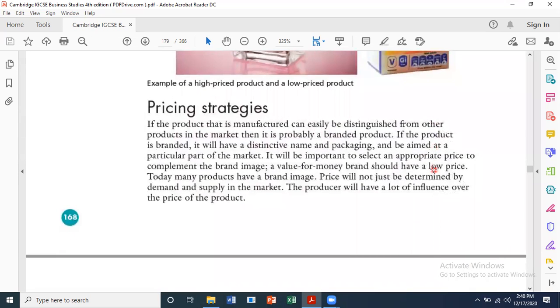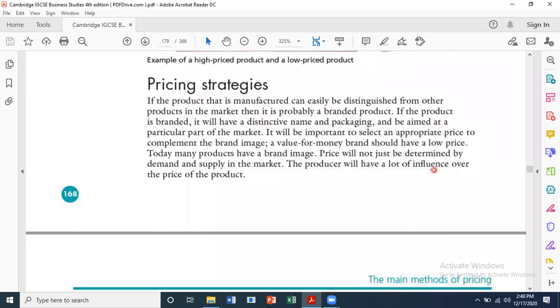The pricing strategies we studied so far are cost plus pricing, then we have competitive pricing, promotional pricing, psychological pricing, dynamic pricing, and last but not the least, we have price skimming.